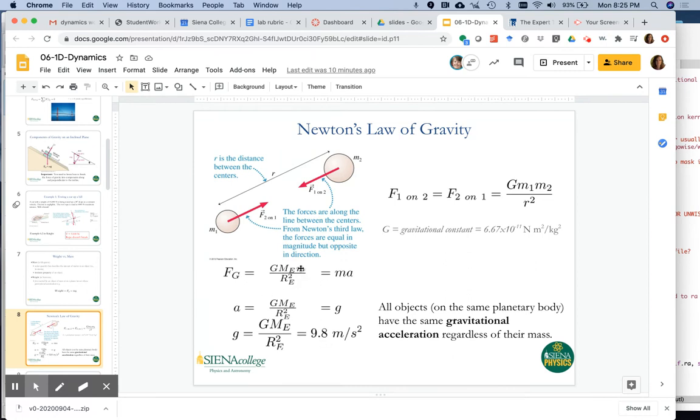And because your mass is on both sides of the equation, right, your mass comes into the force of gravity and into the second law, F equals ma, that mass actually cancels out and everything feels the same acceleration of gravity. Okay.